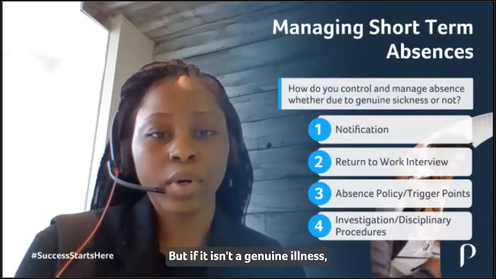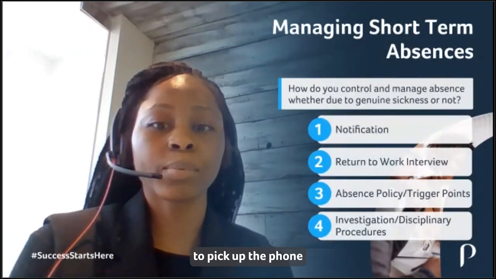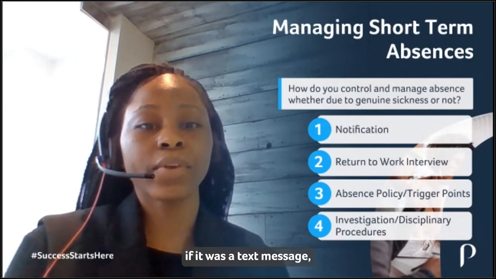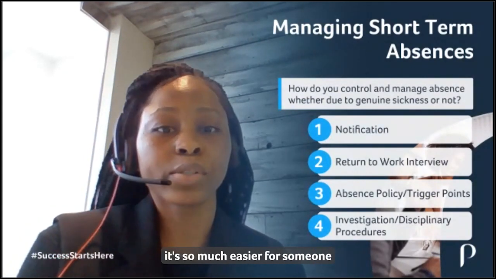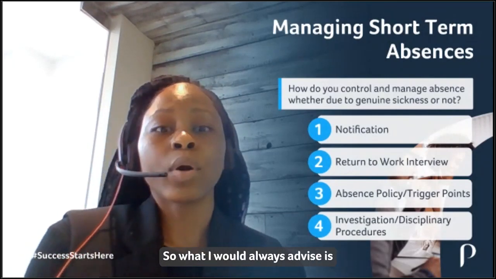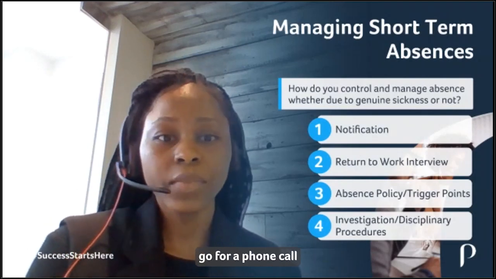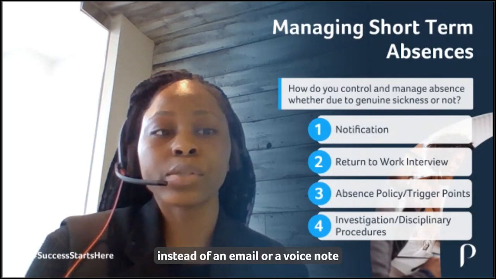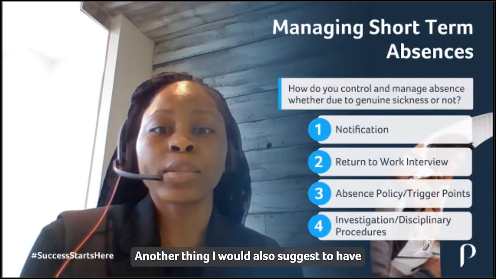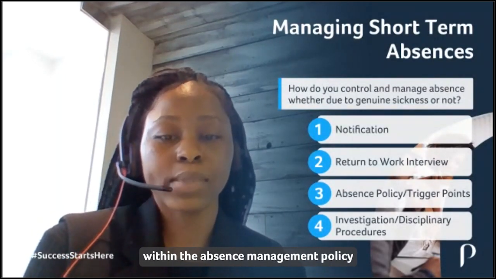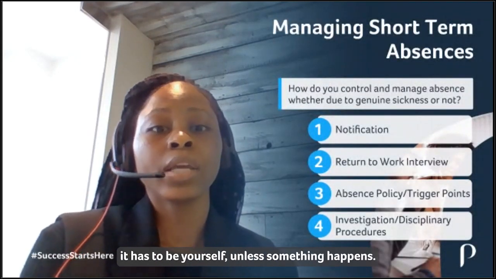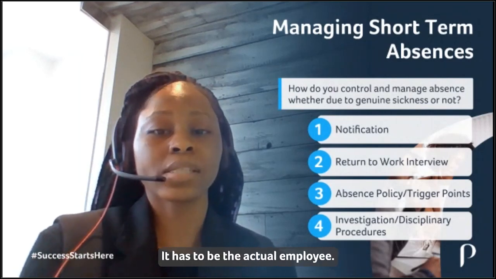But if it isn't a genuine illness, it will be difficult for someone to pick up the phone and give you a call to let you know that they're going to be out sick. But on the other hand, if it was a text message, it's so much easier for someone to pick up the phone, type a quick text message to let you know that they're going to be out. So what I would always advise is go for a phone call instead of an email or a voice note or a WhatsApp message, for example, or any kind of text message. Another thing I would also suggest to have within the absence management policy when it comes to notifications is to say that it has to be yourself unless something happens. So it has to be the actual employee.